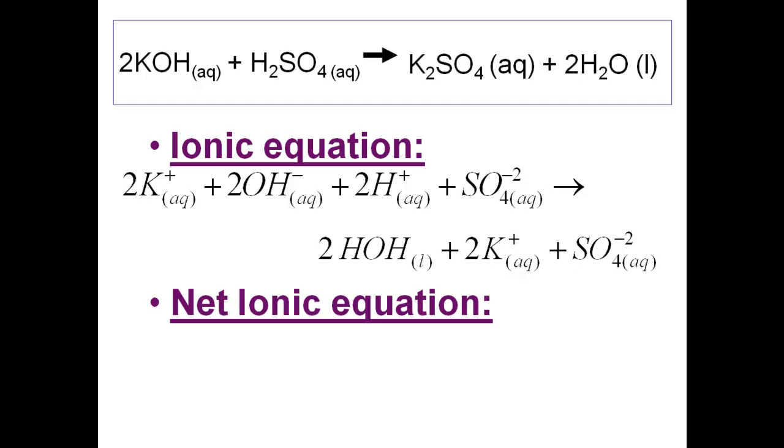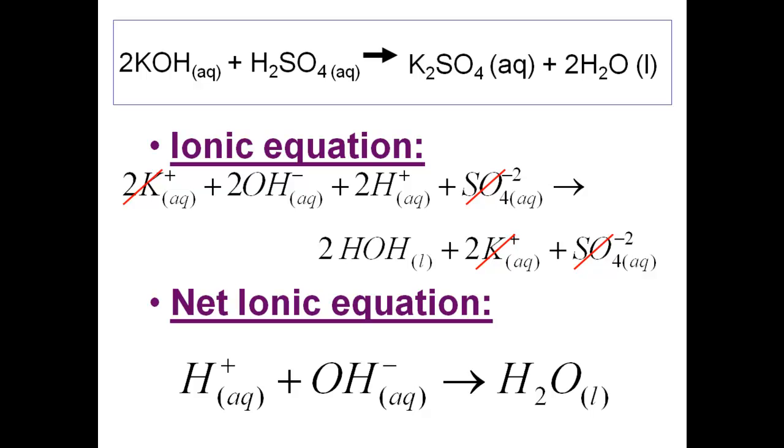The only thing staying as a compound is the water. And water can be written as H2O or HOH. Sometimes when dealing with acid bases, it's easier to break it up into HOH so you see the H and the OH. Cancel out spectator ions, and there's your net ionic equation.